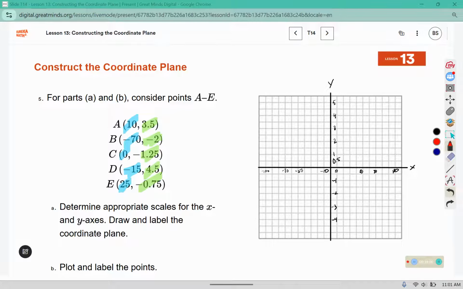All right, A, we're going over to 10 and up to 3.5. So here's 3, 3.5 is right here between 3 and 4. B, negative 70 down to negative 2. C, 0, negative 1.25. Well, this is negative 1, and this is negative 1.5, so we need to be right in the middle.